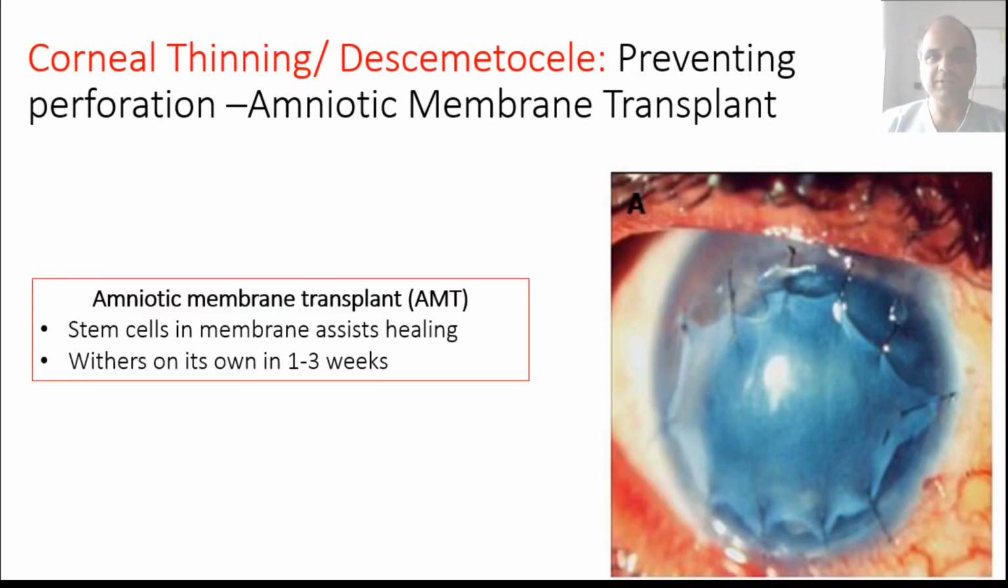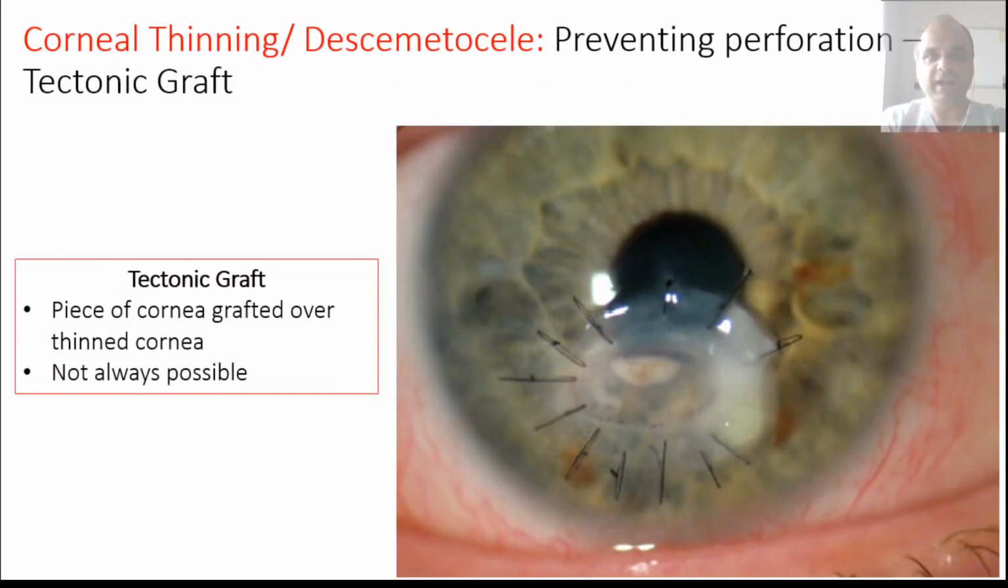So once you have the amniotic membrane, you stitch it, and it sort of withers away in 1 to 3 weeks, but the stem cells within the amniotic membrane heal the area of descemetocele or corneal thinning, and it's very, very effective. The other thing to do is to put a tectonic graft. Slightly more difficult because you need a donor tissue, either a cornea that's no longer viable or a piece of the sclera that comes with the donor cornea, so you can stitch it here. But it does the same thing. It provides support, but amniotic membranes usually work better.